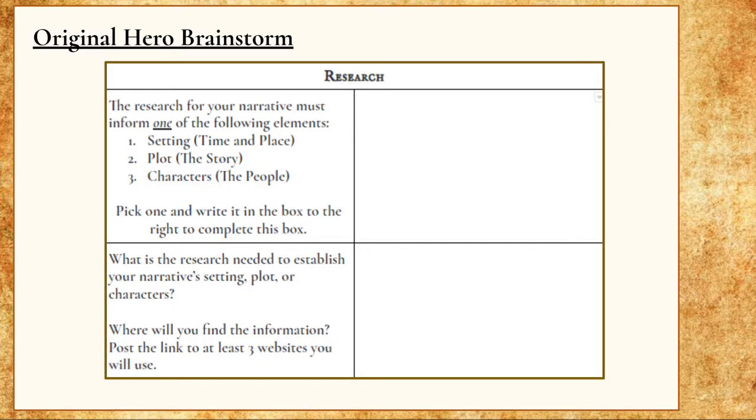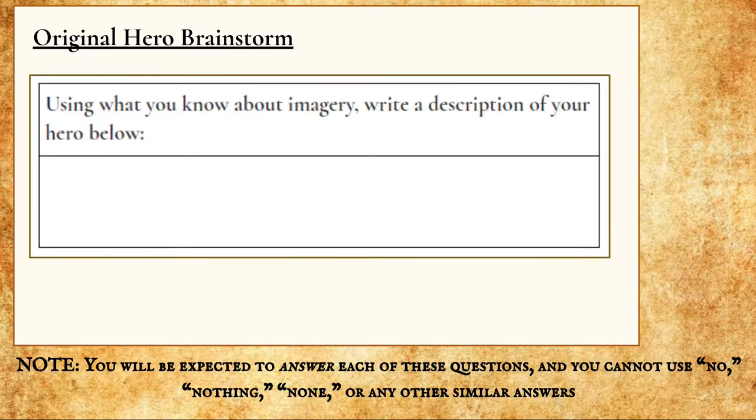With that said, we'll need you to now go ahead and fill out the research section of your brainstorm. So pick one of the following elements: setting, plot, or characters. Which of these are going to be the area that you research to support your story, and start to think about what research you will need to establish your narrative setting, plot, or characters. Where are you going to find that information? Post at least 3 different websites you are going to use to perform this research and inform your writing.